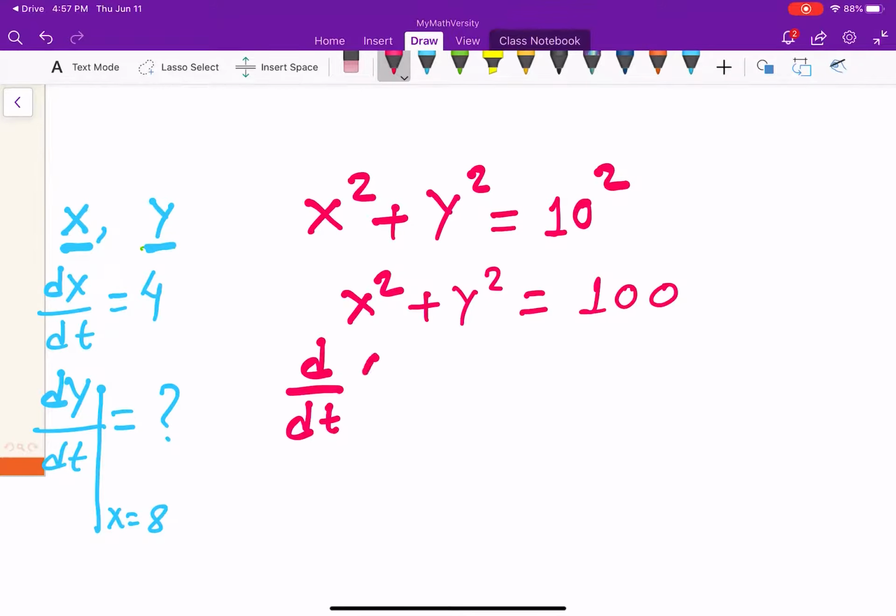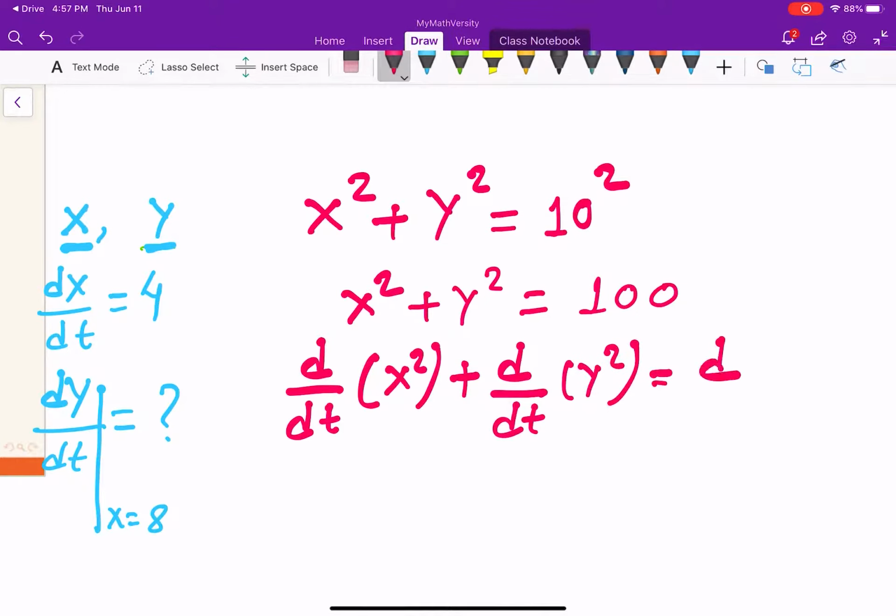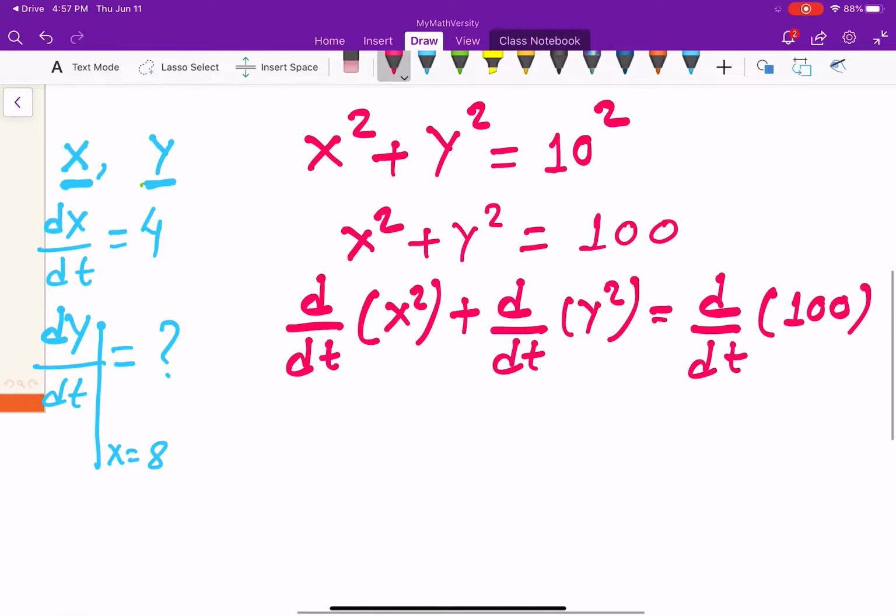Let's differentiate x square with respect to t, plus let's differentiate y square with respect to t, and also let's differentiate the constant on the right hand side with respect to t. So what do we get? Now we know the derivative of 100 with respect to t is just a constant function, so the derivative will be 0, right? And in the same way, let's find the derivative of x square with respect to t. Keep in mind that x is a variable depending on the time, right? So we can think of it as a function of t.